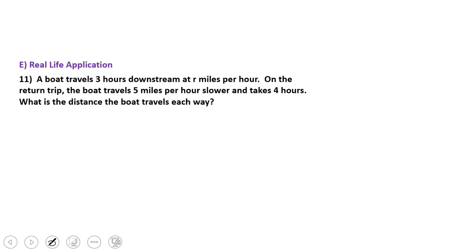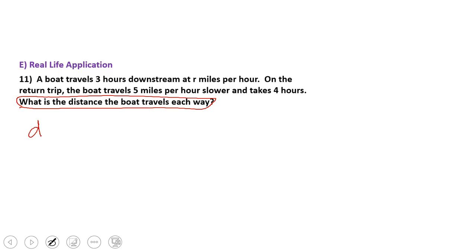Example 11 is a real-life application. It says a boat travels 3 hours downstream at r miles per hour. On the return trip, the boat travels 5 miles per hour slower and takes 4 hours. What is the distance the boat travels each way? That's kind of crazy. It is taking the assumption that there's something you know about distance. Because the question is, what distance?